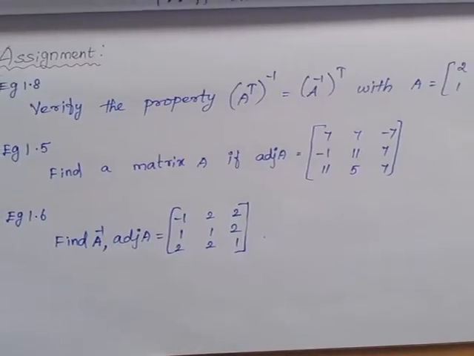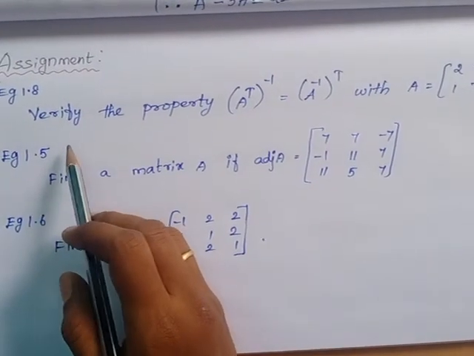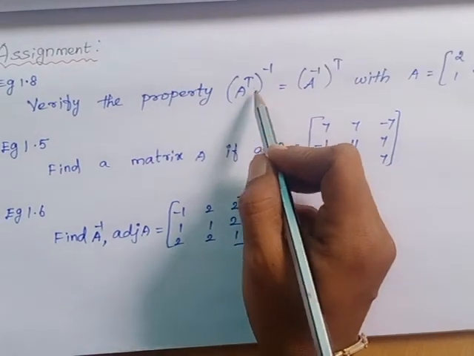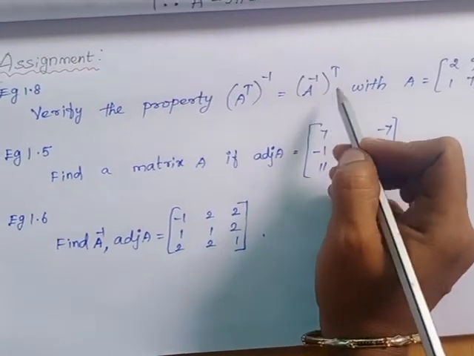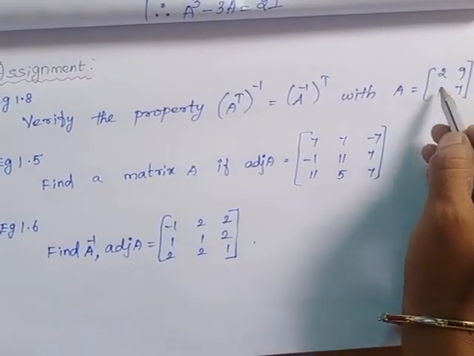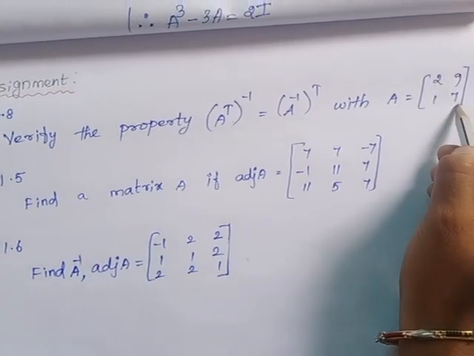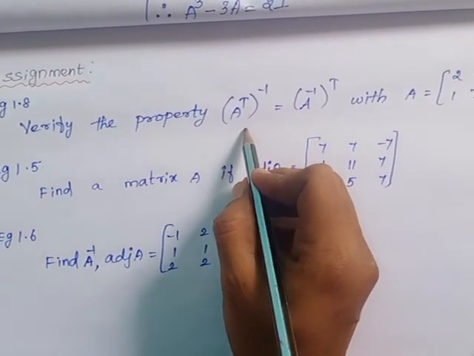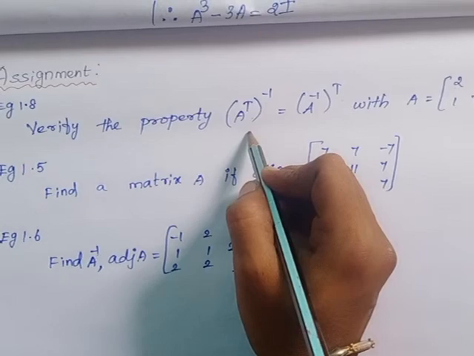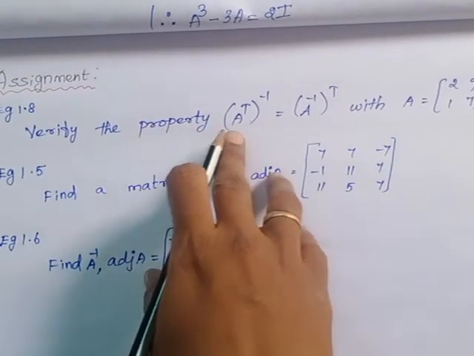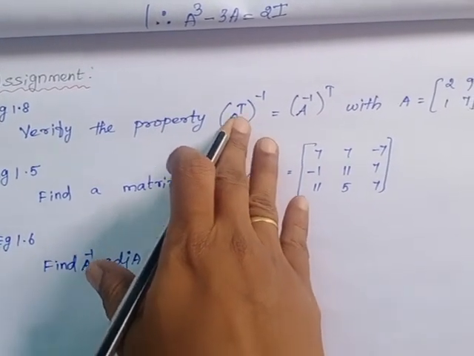Next, I want to give an assignment. Problem one: verify the property that the inverse of A transpose equals the transpose of A inverse, with A equal to 2 9 1 7. We know the result; how to take a transpose and an inverse we have studied. So we have to do that problem.